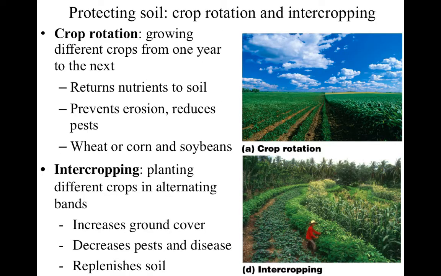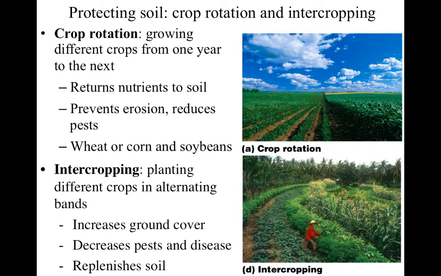So here are a couple of beneficial farming techniques that can be used without using chemicals, and perhaps even reducing the amount of chemicals needed. These are ways to protect the soil. Along with farming, erosion of soil is always a concern, as farming does lead to higher soil erosion. But a couple of ways to reduce that is crop rotation. That's where you're growing different crops from one year to the next.